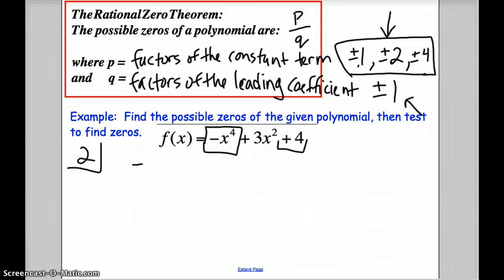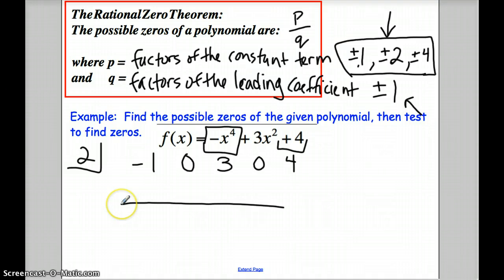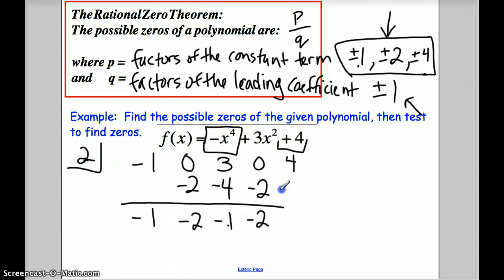Let's see, I've got negative 1, 0, because there's no x to the third, 3, 0, because there's no x power, and 4. And now I'm going to use synthetic division to see if this is in fact a 0 of my polynomial. So let's see, I'm going to drop the negative 1, times it to get negative 2, add it, 2 times negative 2 to get negative 4, add to get negative 1, 2 times negative 1 to get negative 2, 2 times negative 2, I get negative 4, and then I get 0.